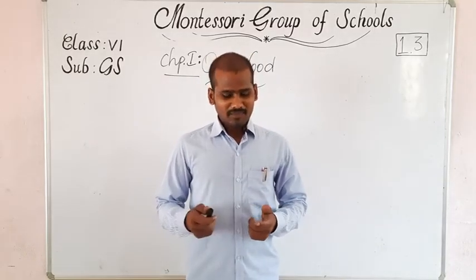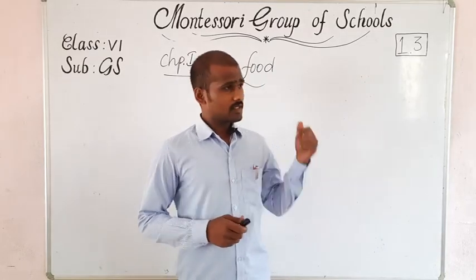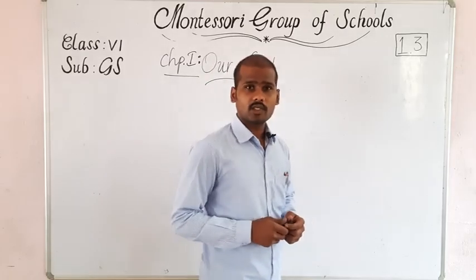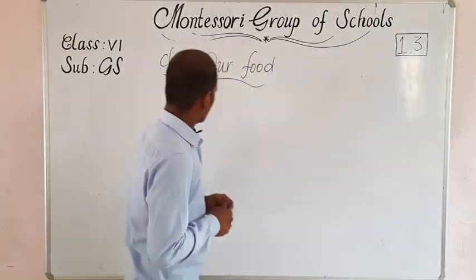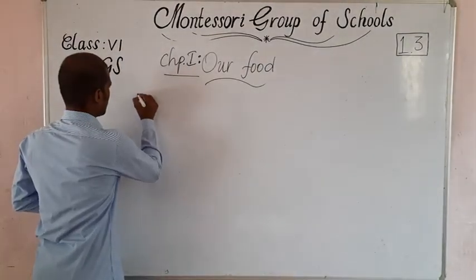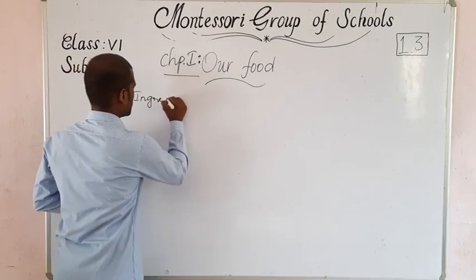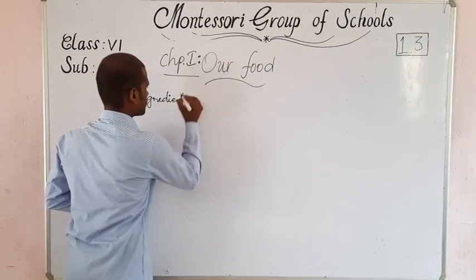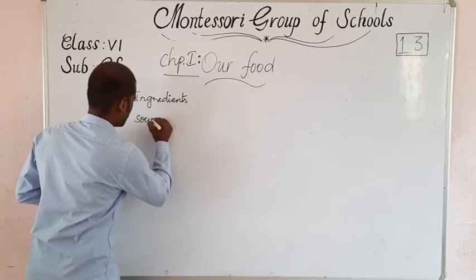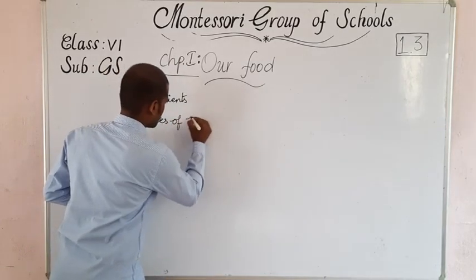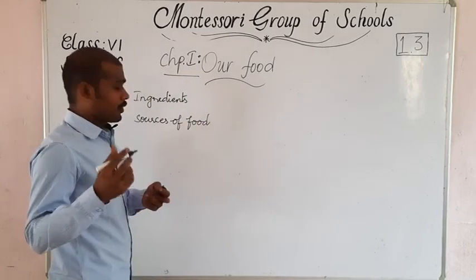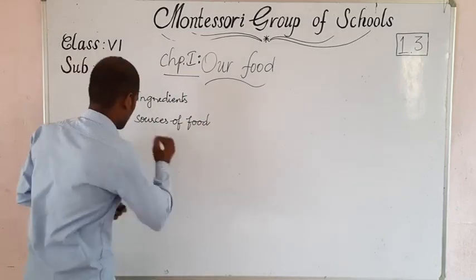Welcome back everyone. In our previous class, class 6th general science, in our topic our food, we have discussed about different things. So first one is we have discussed about why we eat food, and also we have discussed about ingredients, and we have discussed about sources of food. Okay, and also we have discussed about what are the different parts of plant that we eat.